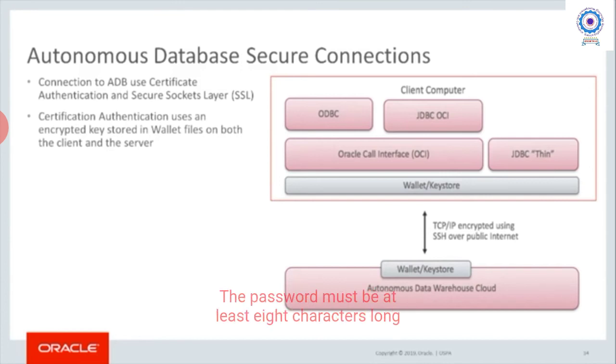The password must be at least 8 characters long and must include at least one letter and one numeric character or one special character. This password protects the downloaded client credentials wallet. This wallet is not the same as the transparent data encryption wallet for the database. Therefore, a different password is used to protect the client credentials wallet.